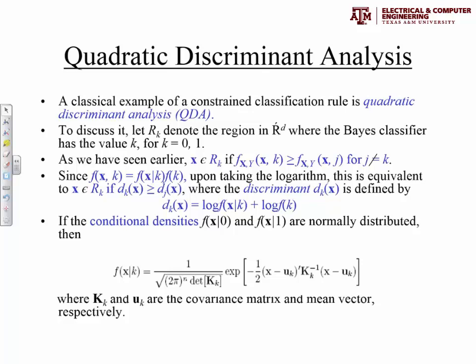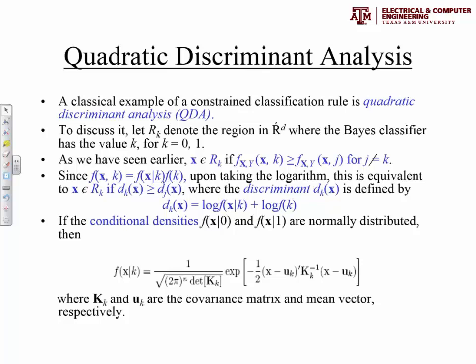So now you're going to make the assumption that the densities f of x conditioned on class 0 and f of x conditioned on class 1 are normally distributed. So it's a multivariate normal. X is a feature vector, so it's a vector, not a scalar, so you're going to get a multivariate normal, and the typical density function for a multivariate normal random variable is given by this expression. You know that, where mu k is the mean, and Sigma k is the covariance matrix.